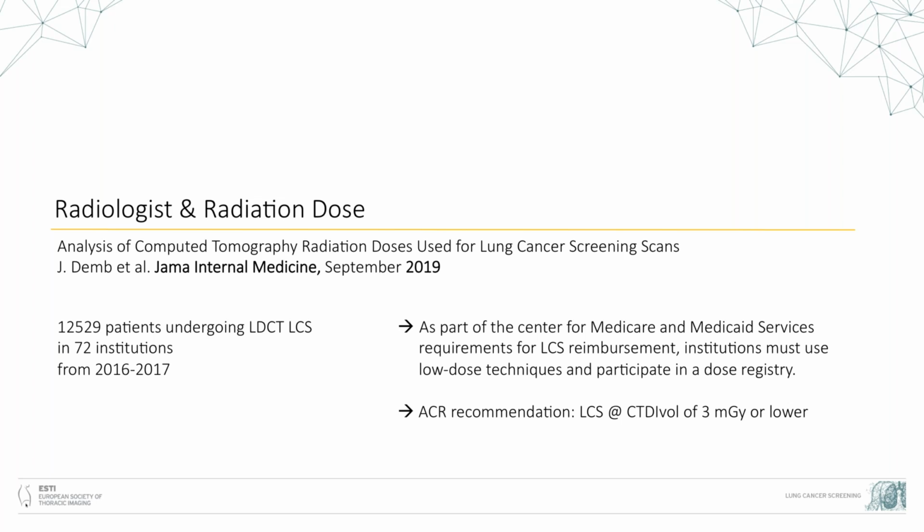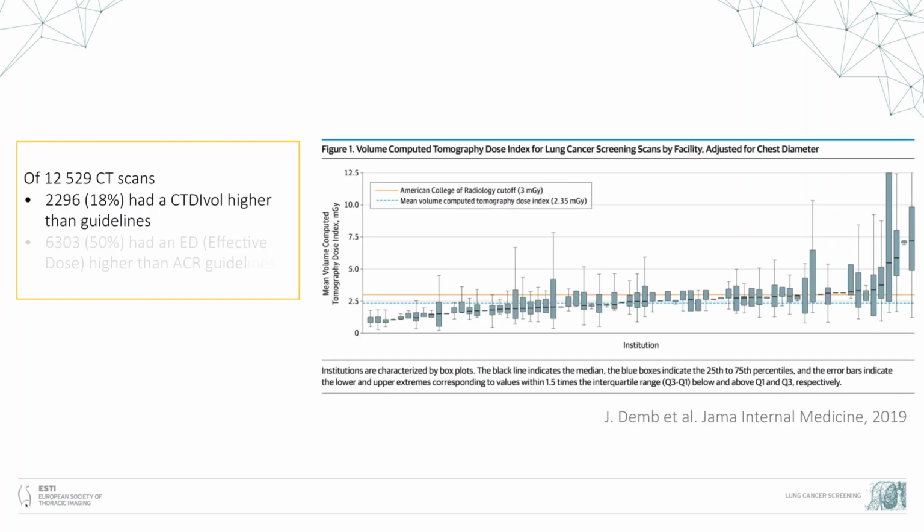And they looked at about 12,500 participants in 72 institutions. And as part of the Medicare reimbursement in the US, dose has to be registered in a dose registry. And just to compare with our guidelines, the dose proposed by the ACR is a CTDI volume of 3 milligray or lower. So of the 12,500 CT scans, they found that 18% had a CTDI volume that was higher than the guidelines, as you can see here in the chart.